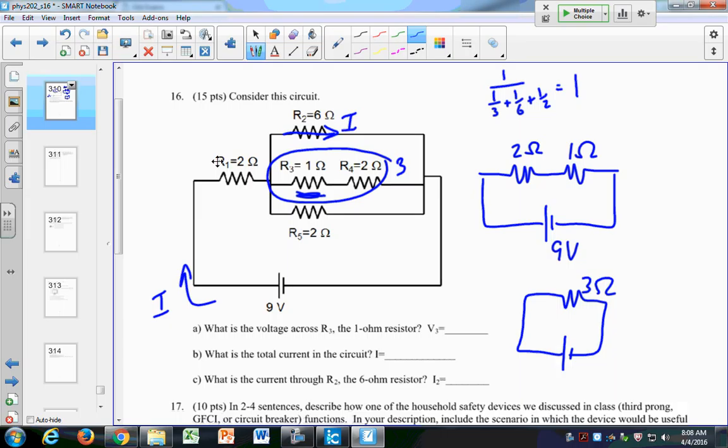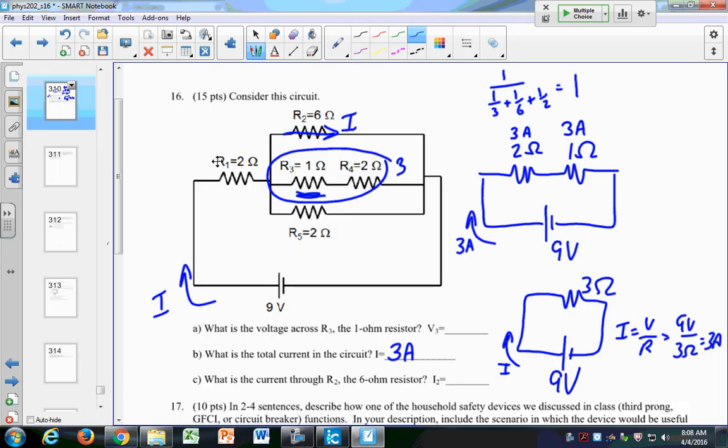Okay, the total current, you should be able to tell me right away, what is B, the total current? It's going to be 3 amps, because the total current I is equal to V over R. That's 9 volts over 3 ohms. That's equal to 3 amps. So the total current is 3 amps. And then if I have 3 amps going through that circuit, that means I have 3 amps here. So I have a current of 3 amps here and a current of 3 amps here, because resistors in series have the same current. And whatever current is going through that circuit is also going through these two resistors.